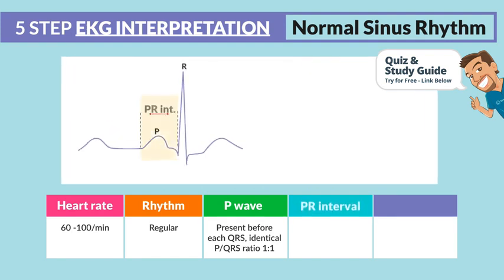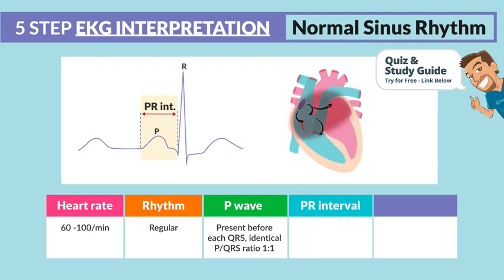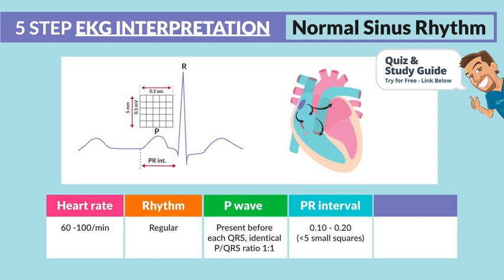Step number 4 is the PR interval. Basically measures the time it takes between the atrial contraction and the ventricular contraction. Now it should be 5 mini boxes or less. Or to get really fancy, it should be between 0.10 or 0.20 of a second.